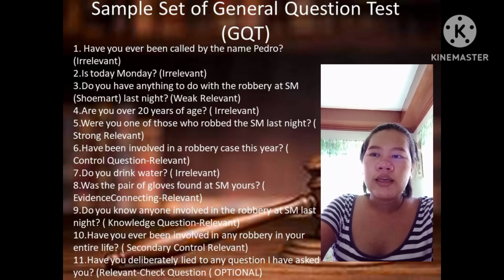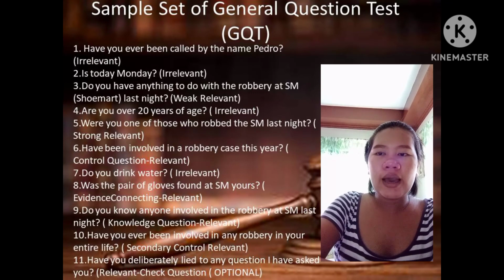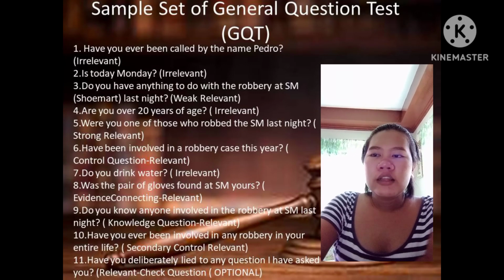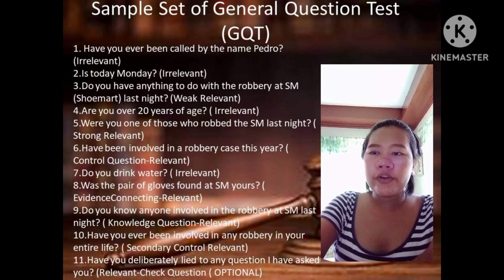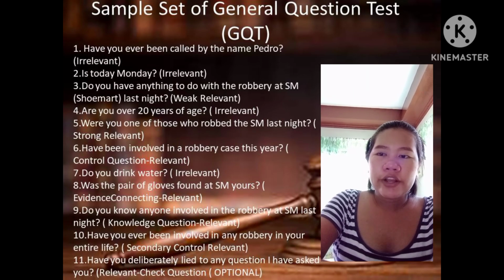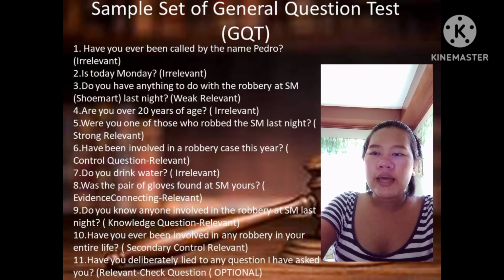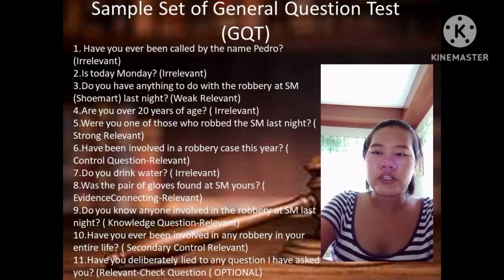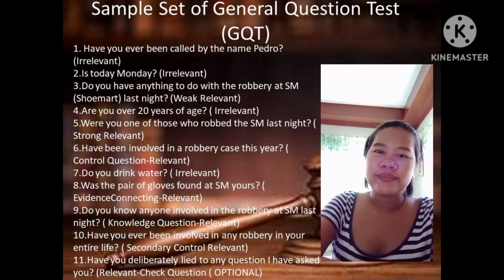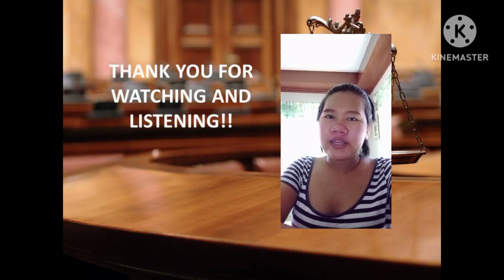Was the pair of gloves found at SM yours? Evidence connecting. Number 9, do you know anyone involved in the robbery at SM last night? Knowledge question. Number 10, have you ever been involved in any robbery in your entire life? Secondary control. And last, have you deliberately lied to any question I have asked you? Relevant check question, optional.